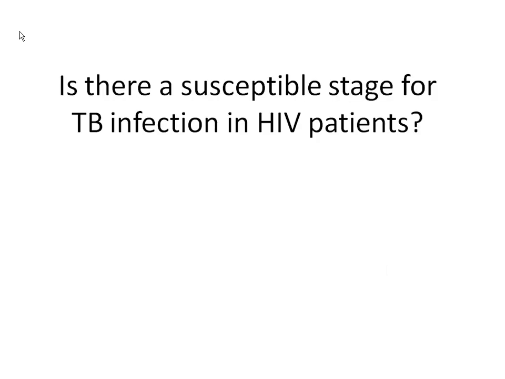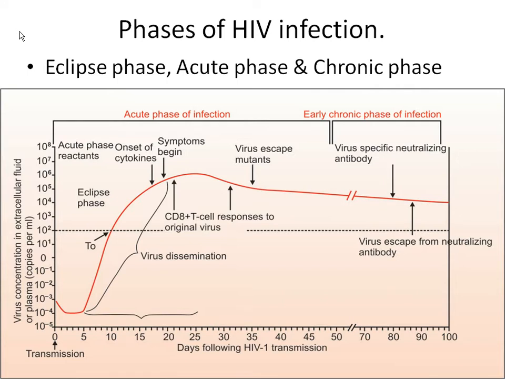Now, some important questions. Is there a susceptible stage for TB infection in HIV patients? The answer is no. We know that in the phases of HIV infection, they have an eclipse phase, which lasts for a few days, and then an acute phase, which lasts for up to 2 months, and then they go into the chronic phase.